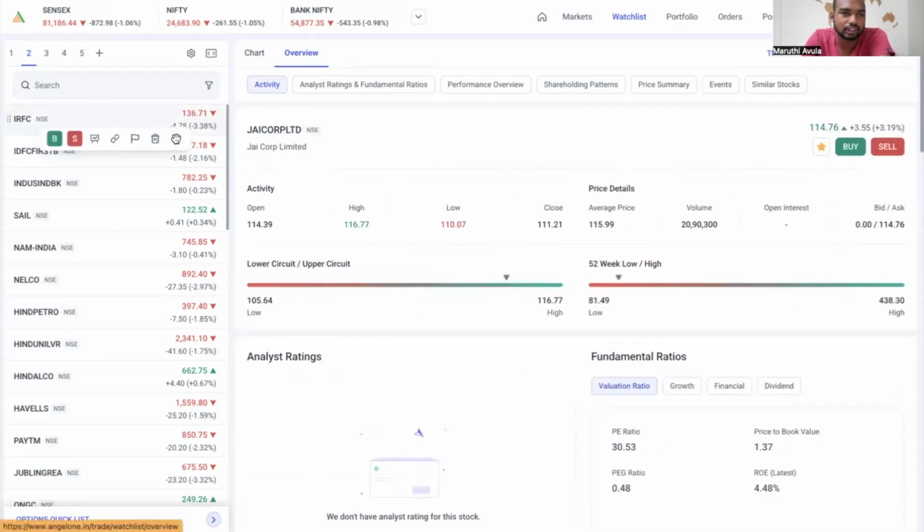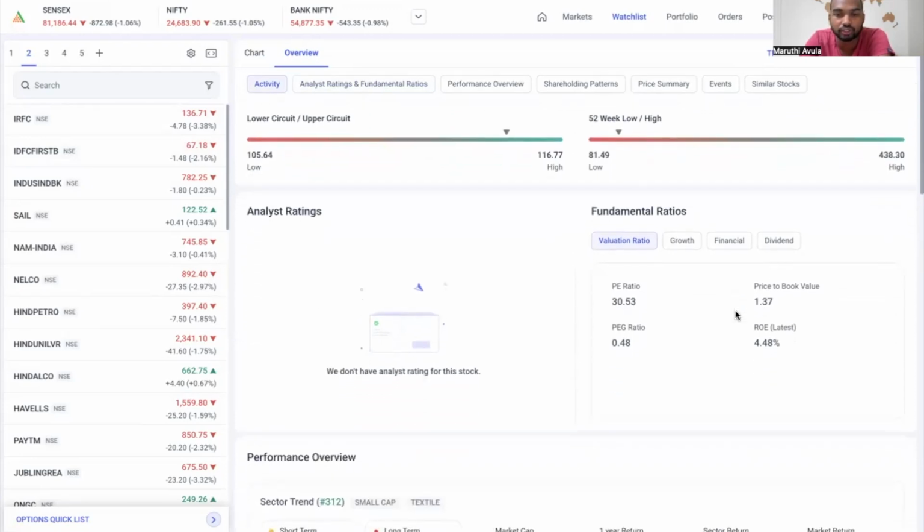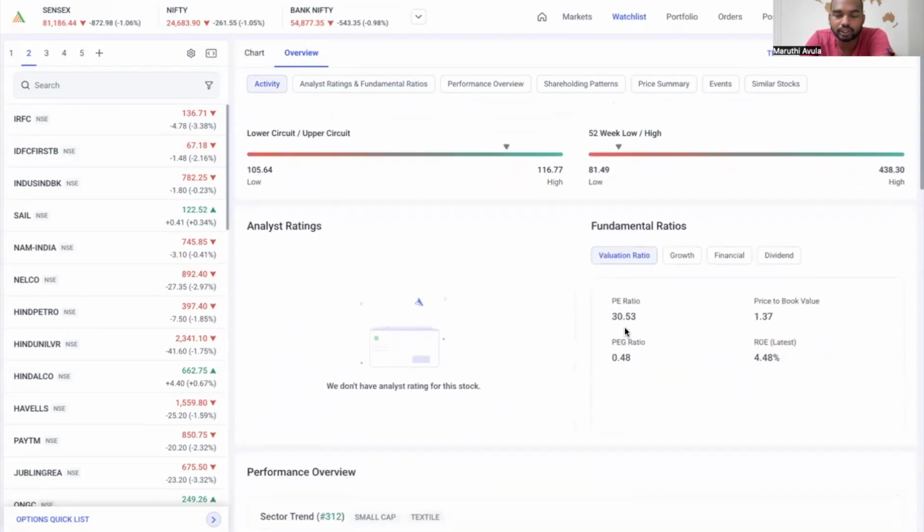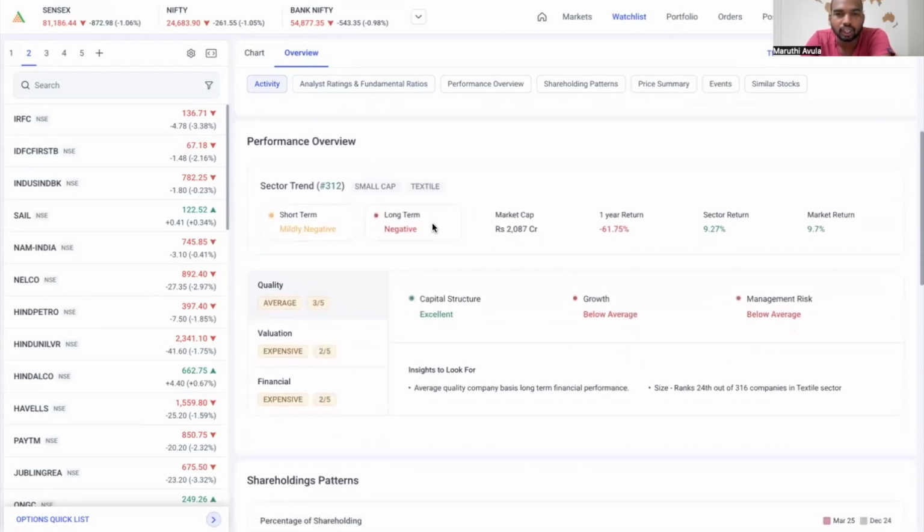Okay guys, let's see the J Corporation company's overview. Here we can see the market values, no need to check about it. This is the PE ratio. It's 30. And generally we consider a PE ratio between 7 to 20. So the PE ratio is high. And the major thing is the market cap, 2000 crores. When the market cap is low, it is easy to manipulate the price action by investing a few hundred crore.